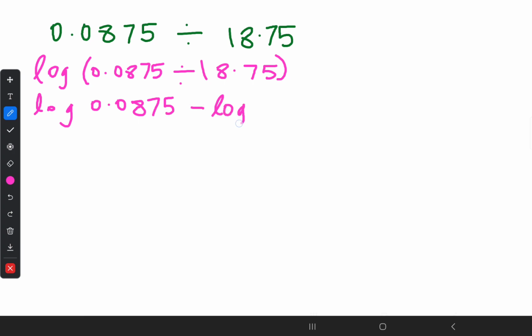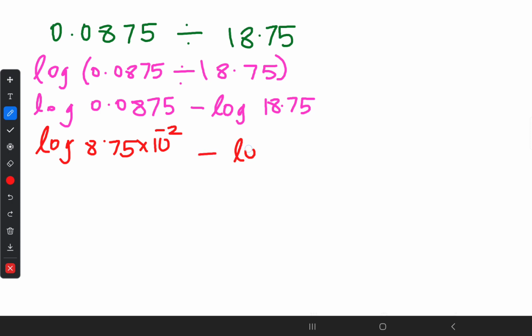Log 18.75. Okay. So after this, you should express this one in scientific notation. Log 8.75 multiplied with 10 to the power of negative 2, minus log 1.875 multiplied with 10 to the power of positive 1. Okay. This is the thing we need to do first of all.